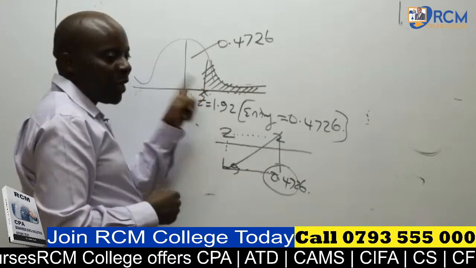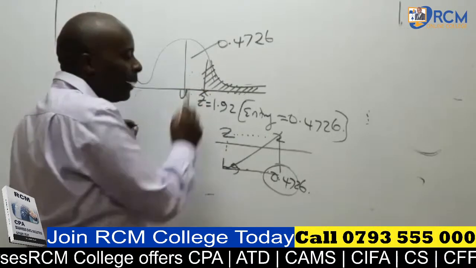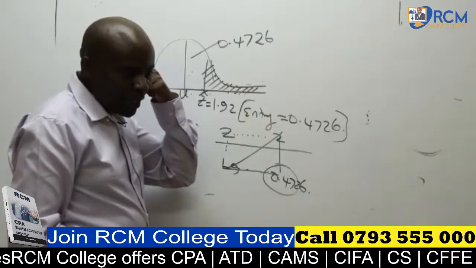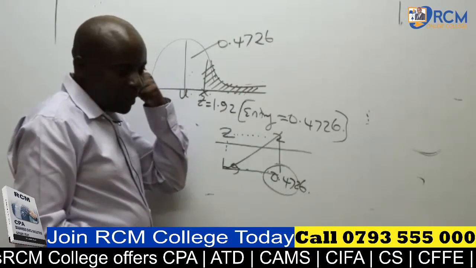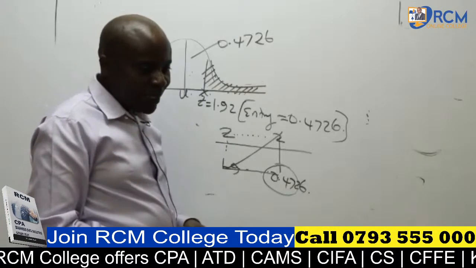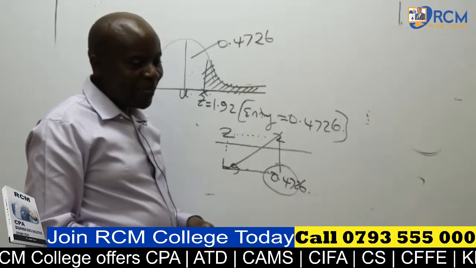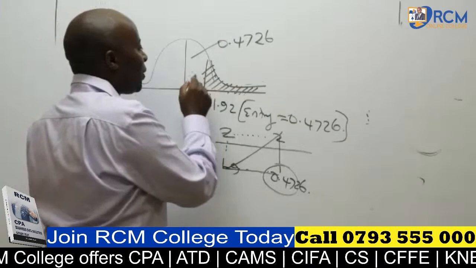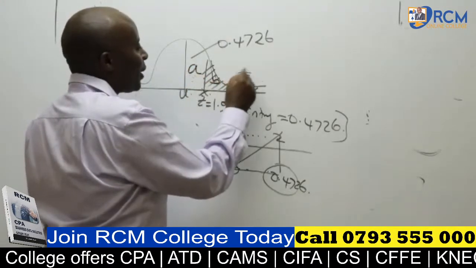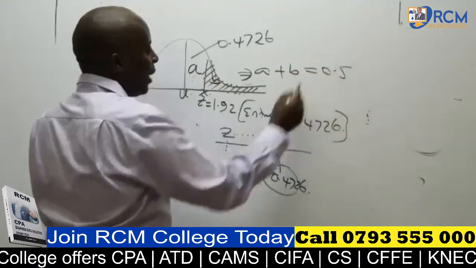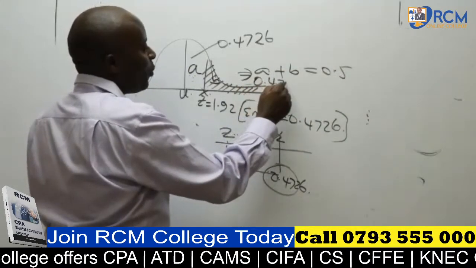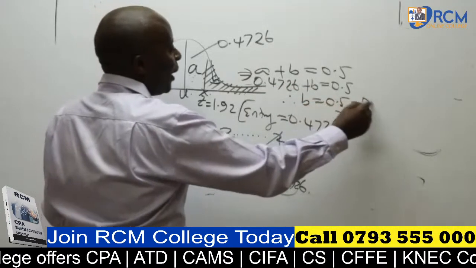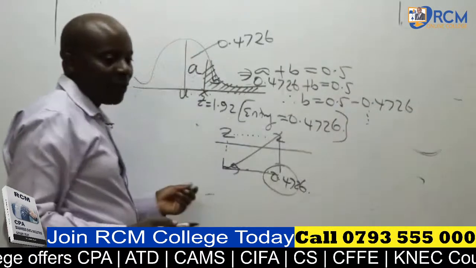So in this particular case, how do I get the shaded area, knowing that the two must add up to 0.5? This is A, this is B, and A plus B should be equal to 0.5. We know that A is 0.4726, so B will be 0.5 minus 0.4726, and then you get your answer.